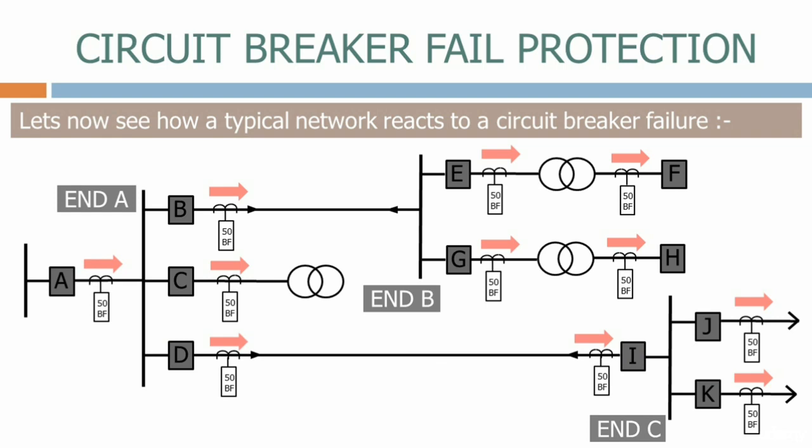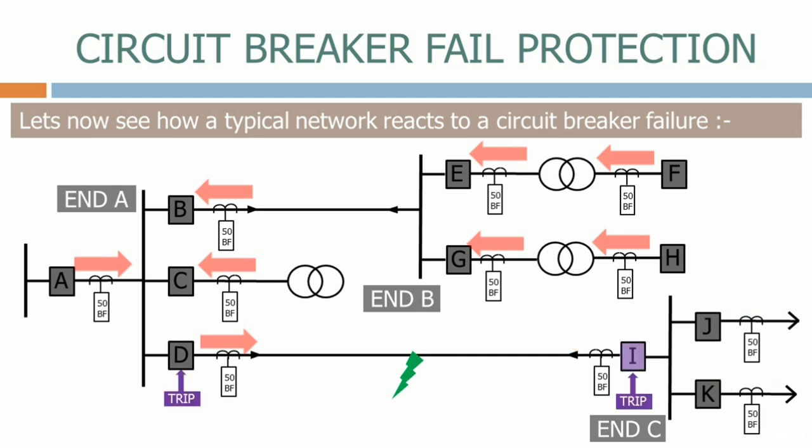So here's our feeder fault as before. This time, circuit breakers D and I receive a protection trip signal, but only circuit breaker I operates. After a short time delay, the circuit breaker failure relay on breaker D now operates, initiating a circuit breaker failure condition. Because circuit breaker D has failed to open, fault current is still flowing around the network and is being fed in from end A and backfed from end B.